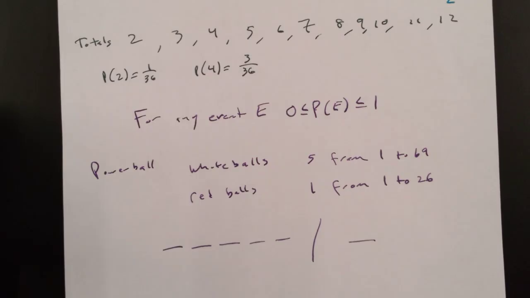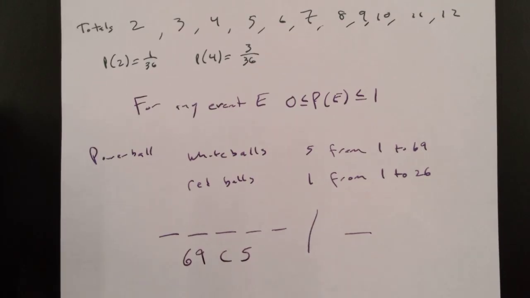I'm doing this with my hands on purpose. This is a combination because the order of the numbers coming out doesn't matter. If that 5 comes out first, second, third, it doesn't matter. If it's one of my numbers, I still count. Doesn't matter where it is. So the order doesn't matter. And I'm not allowed to repeat numbers. This is a combination. So instead of having 69 to the 5th, I have 69C5.